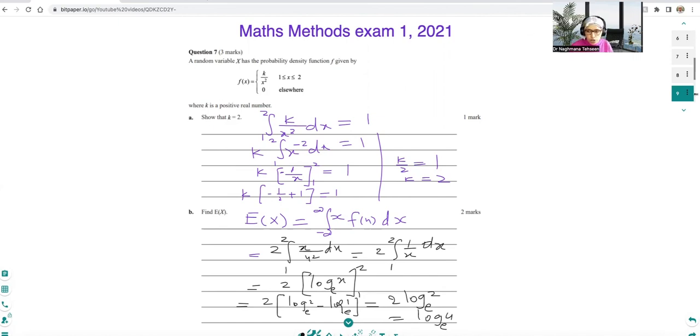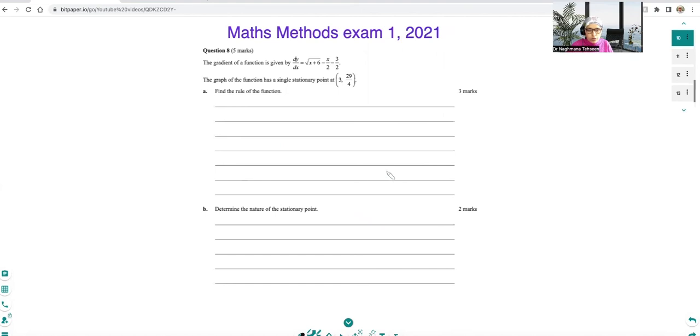And now we could move on to question number 4, where the gradient of the function is given. That means the derivative is given. What we are looking for is the rule of the function, and the graph of the function has a stationary point there. So what does that mean? That means we need to do the antiderivative of the function.